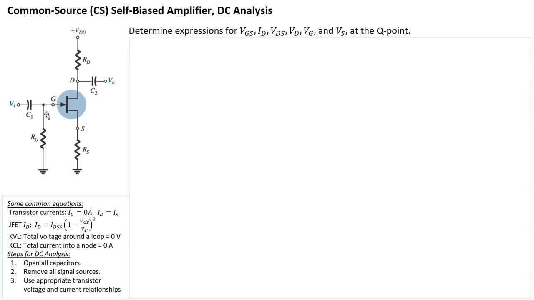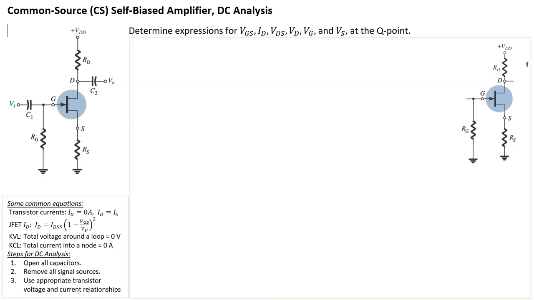Then we remove all signal sources and figure out what we need to know based on the different components of currents and voltages. The first thing is to look at the circuit with C1 and C2 open circuited. So what you have is just the middle part of the original circuit, with C1 and C2 cutting off both VI and VO.